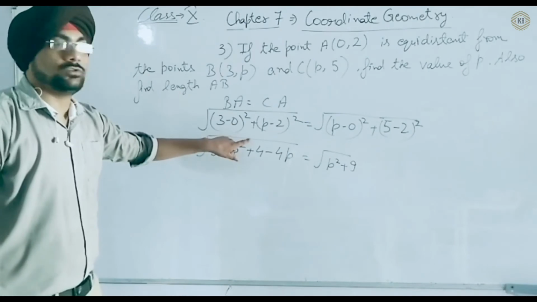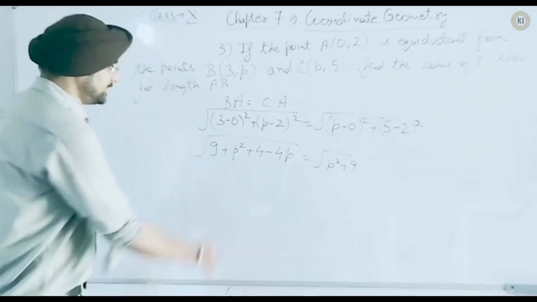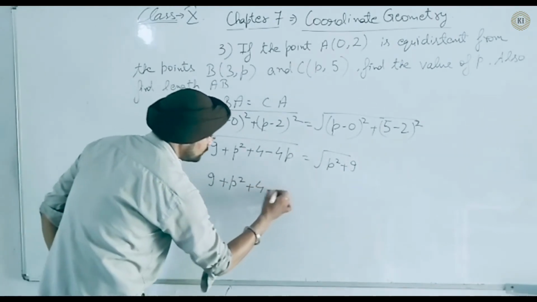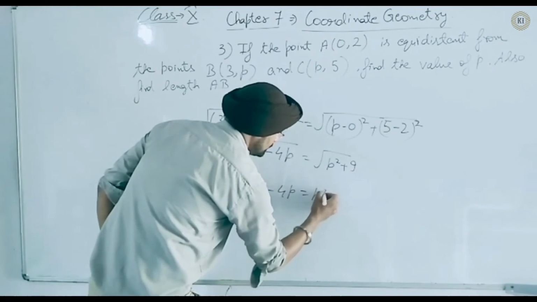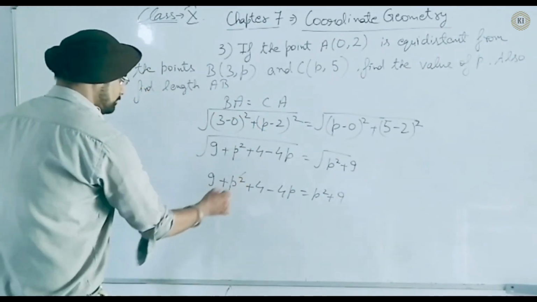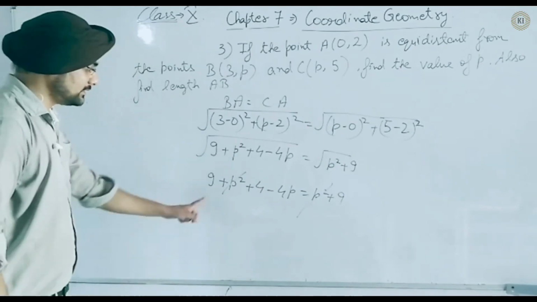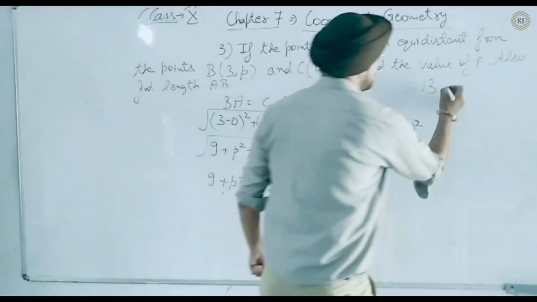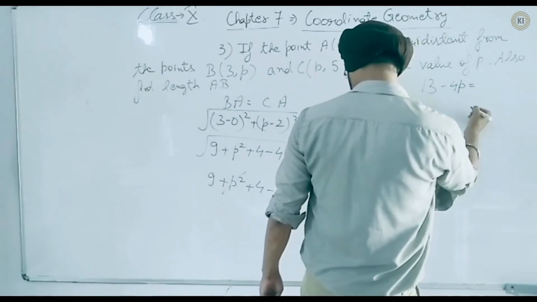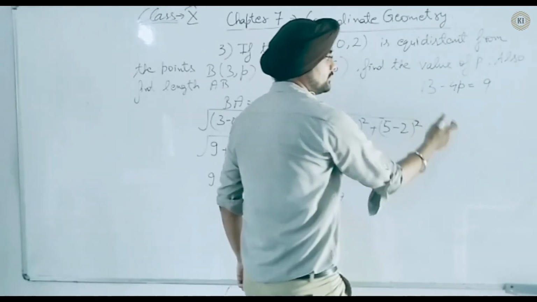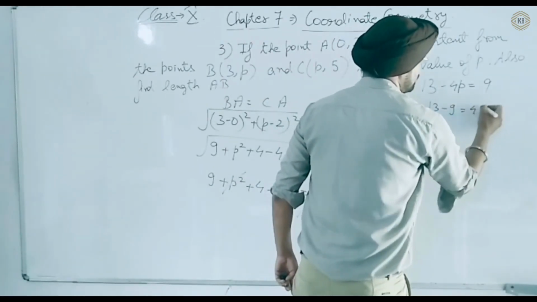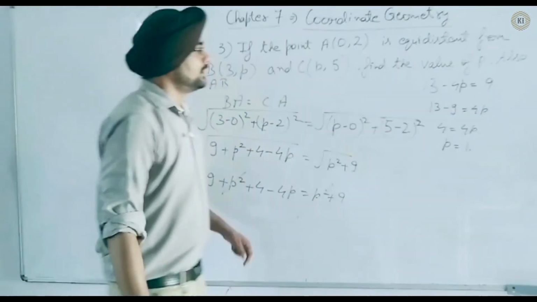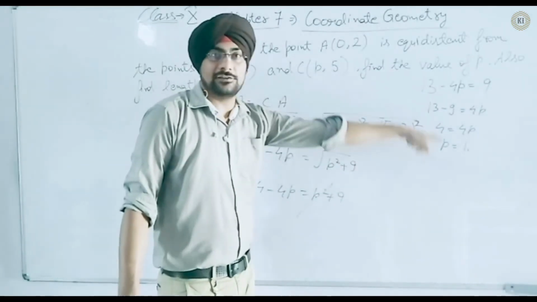So again, to remove the square root sign, squaring both the sides, the square root sign is removed. So here we get 9 plus p square plus 4 minus 4p is equal to p square plus 9. So p square and p square will be cancelled. 9 plus 4 will be 13, minus 4p is equal to 9. So 9 transferred this side, 13 minus 9 is equal to 4p. 4 is equal to 4p. Value of p will be 1. So the first part, value of p is 1.